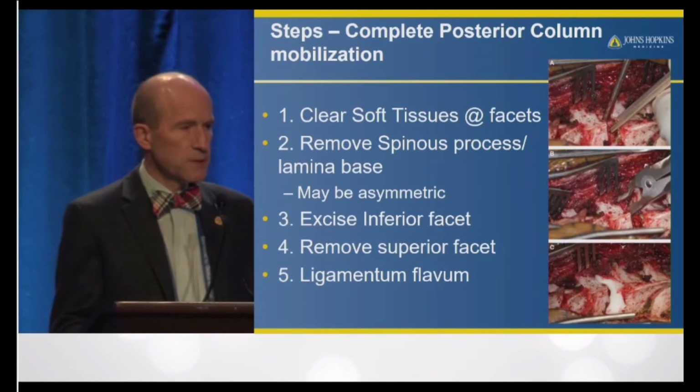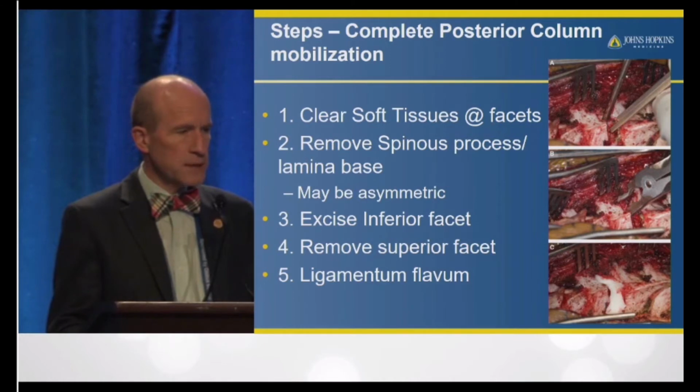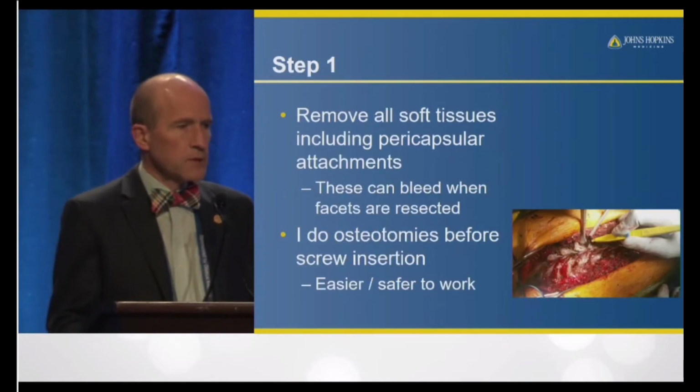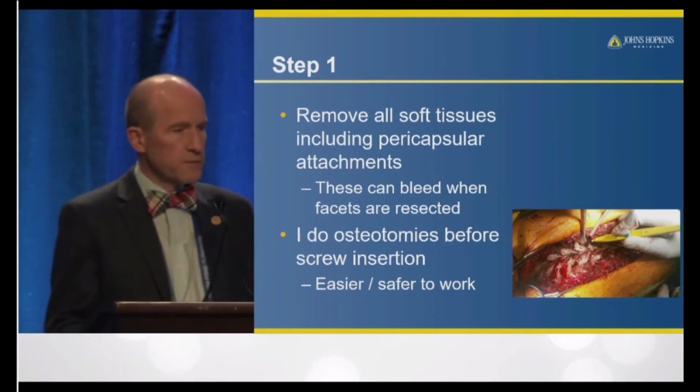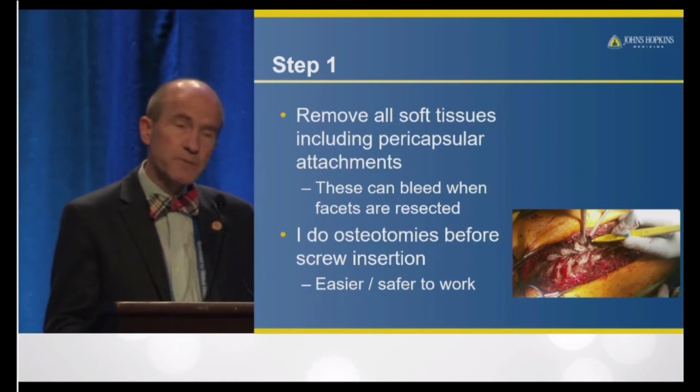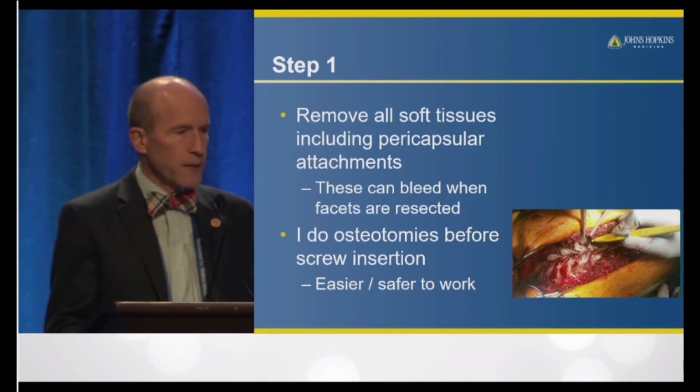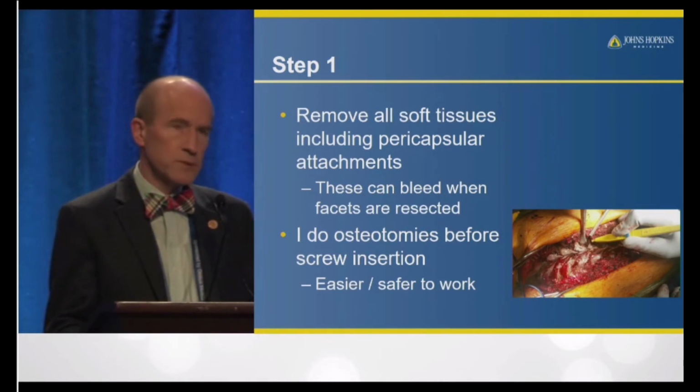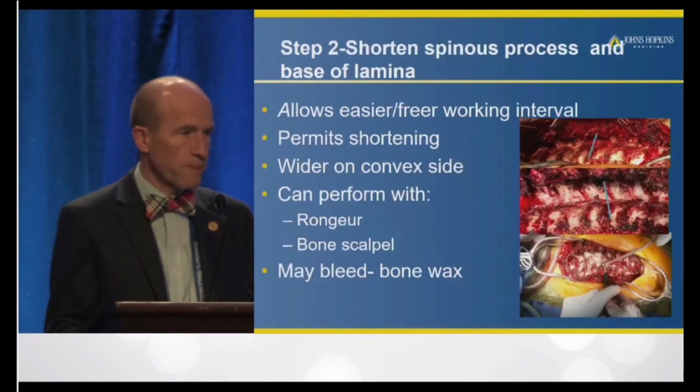So the steps are listed here: clearing the soft tissues, removing the spinous process, excising the inferior facet, then the superior facet, and the ligamentum flavum. Step 1 involves removing all the soft tissues, including the pericapsular attachments, which may tend to bleed when the facets are resected. I also do my osteotomies before pedicle screws are inserted because I think it's easier and safer to work around the canal when there are not more obstacles sticking up.